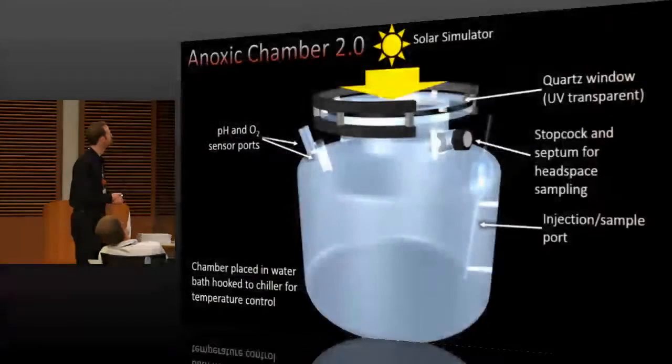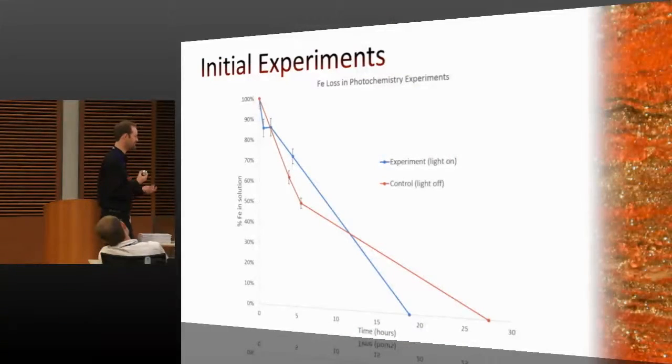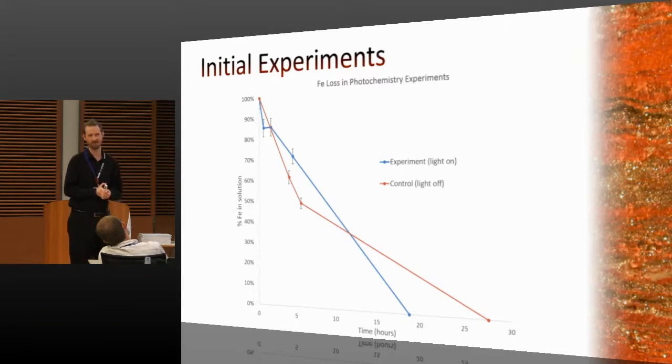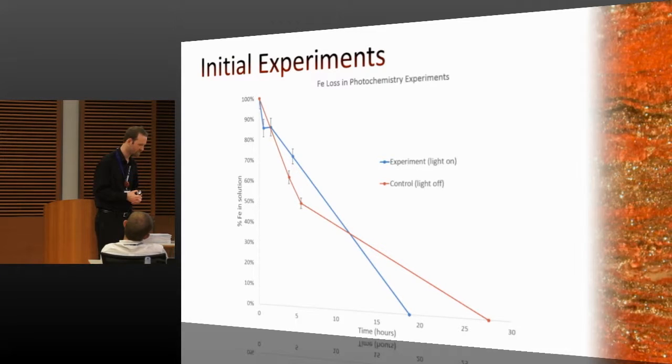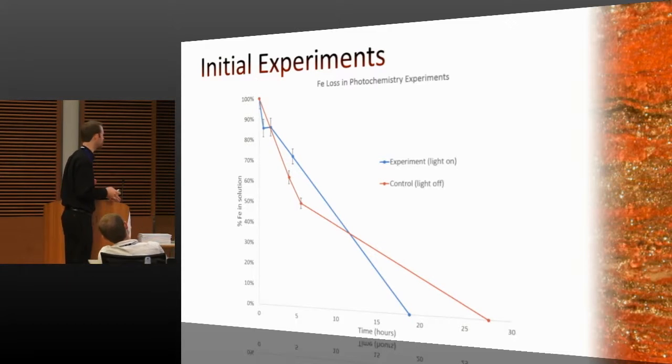And so essentially what happened is my oxygen sensor also rose to about 10% of atmospheric oxygen. So I was leaking oxygen significantly, which was quite worrisome. But at least I confirmed that oxygen makes iron precipitate. I convinced myself of that.